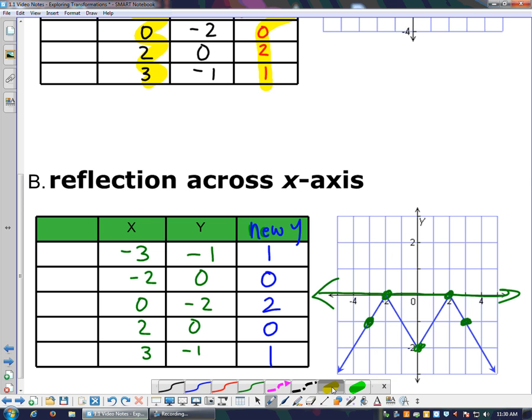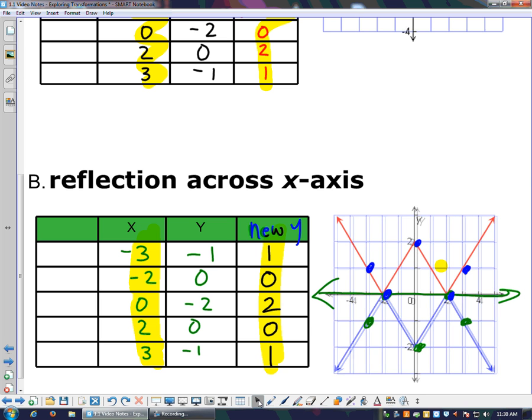Again, we are plotting the x column with our new y's. And when we do that, we get -3, 1, -2, 0, 0, 2, 2, 0, and 3, 1. And so that graph, do we have that to show? Does it pop up? Yep. There it is. All right.